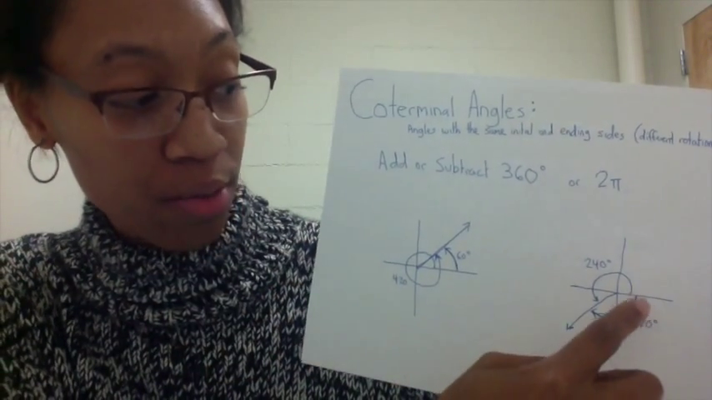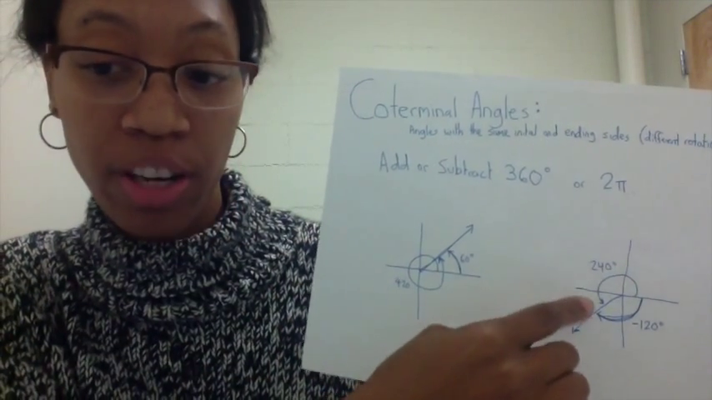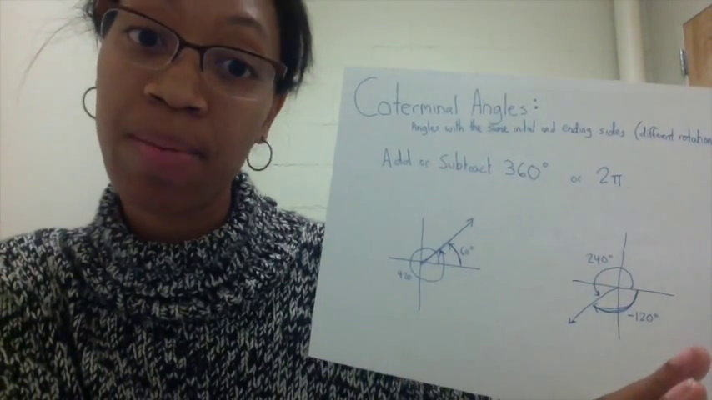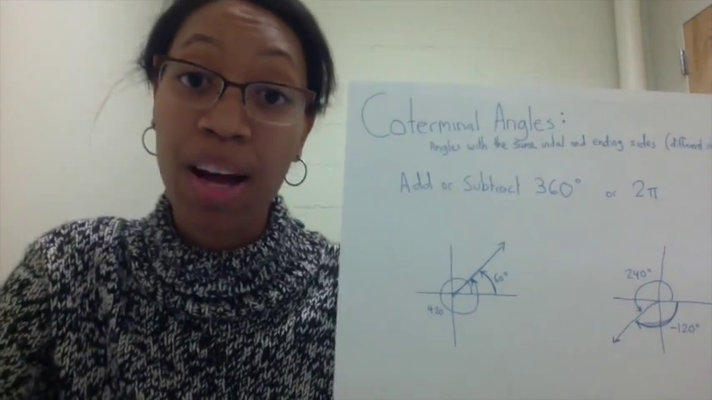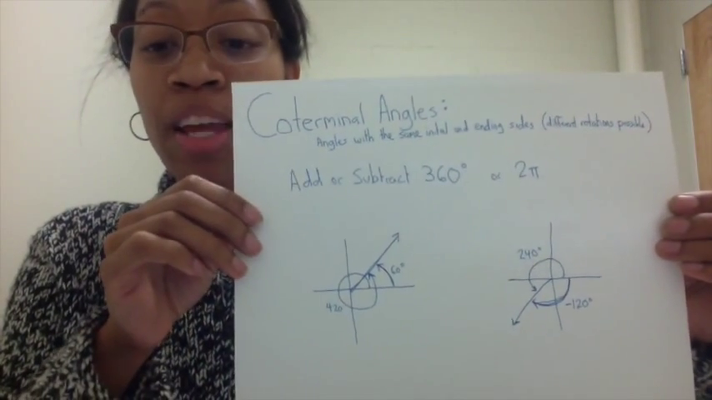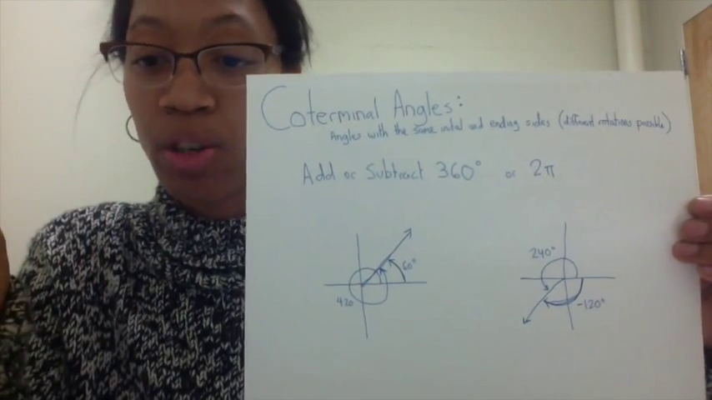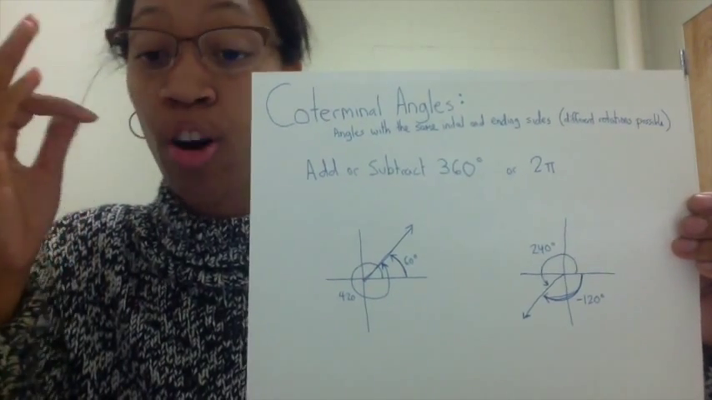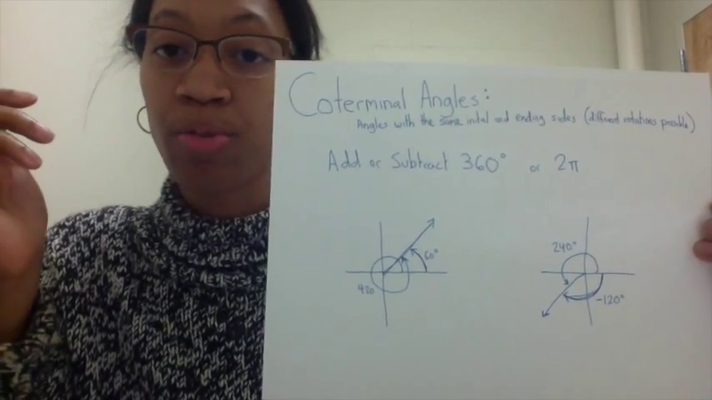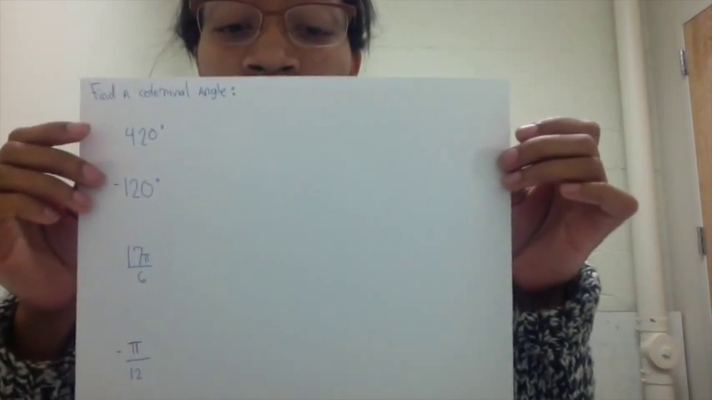Or it could be that one of them is positive going in one direction and one of them is negative in the other direction, but they both start in the same spot and end in the same spot, so they are indeed coterminal. So now to find coterminal angles, you just have to add 360 or subtract 360. Or if we're doing it in radians, you would add 2 pi or subtract 2 pi. So let's do that with these.